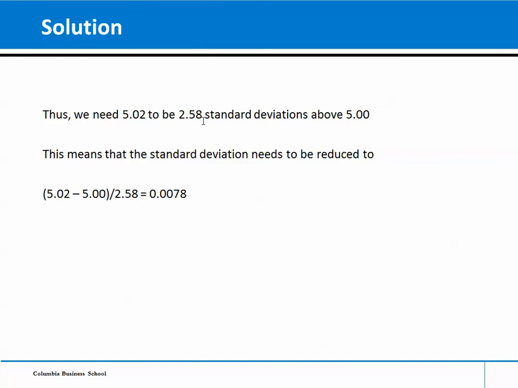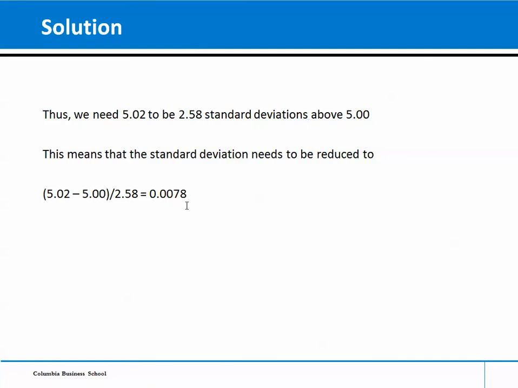which means that we need 5.02 centimeters to be 2.58 standard deviations above 5 centimeters. What does the standard deviation need to be to make that true? Well, we need 5.02 minus 5 divided by 2.58. That's the magnitude of the standard deviation. That's going to put 5.02 exactly 2.58 standard deviations above 5. That's what this equation is saying.